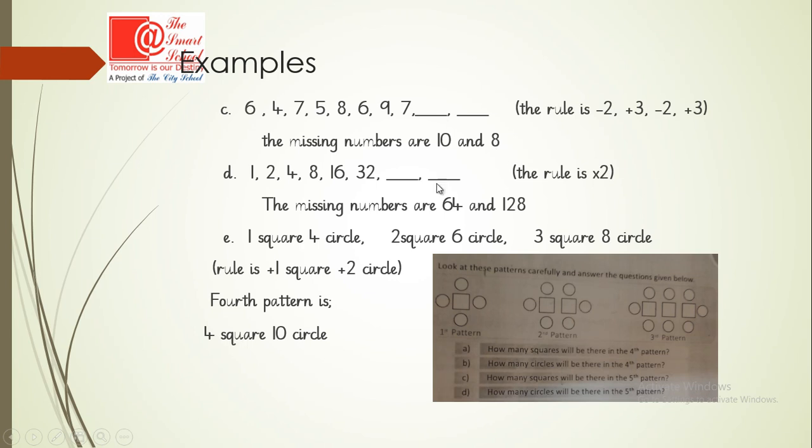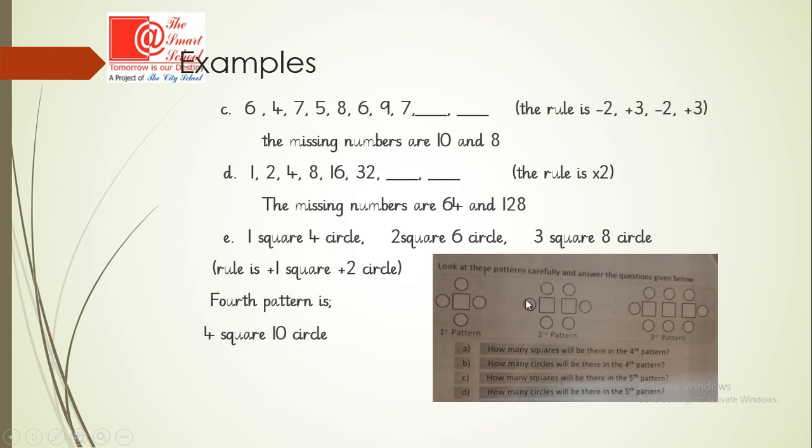Okay, now here 1, 2, 4, 8, 16, 32. What will come next? Yes, it is multiplication. Yes, exactly, you know it. So 1 multiplied by 2 is 2, 2 multiplied by 2 is 4, 4 by 2 is 8, 8 multiplied by 2 is 16, 16 multiplied by 2 is 32, 32 multiplied by 2 is 64, and 64 multiplied by 2 is 128. Yes, exactly. So the missing numbers are 64 and 128.